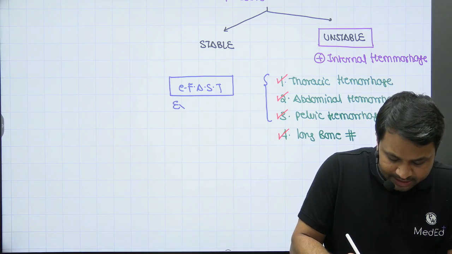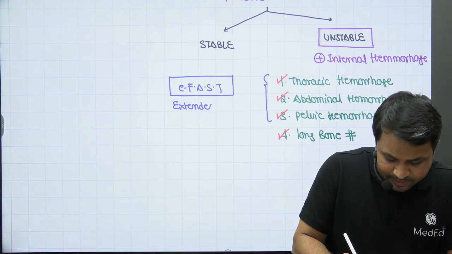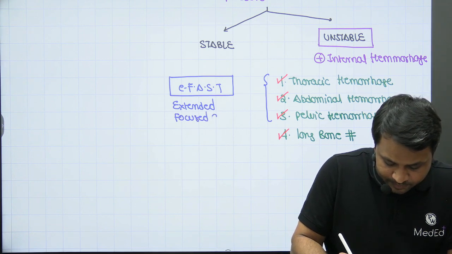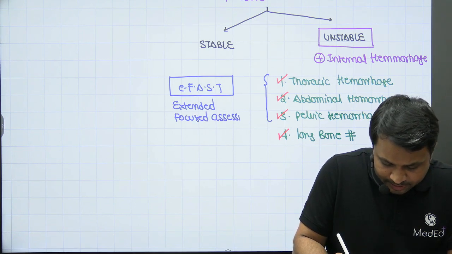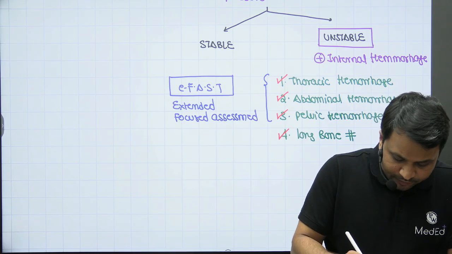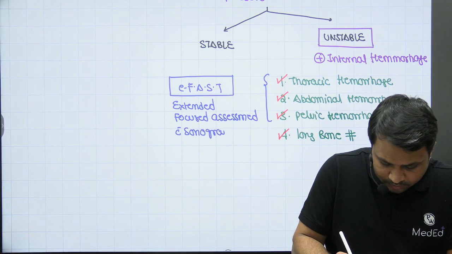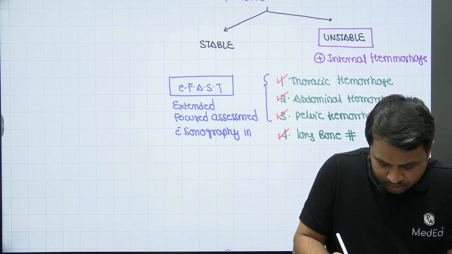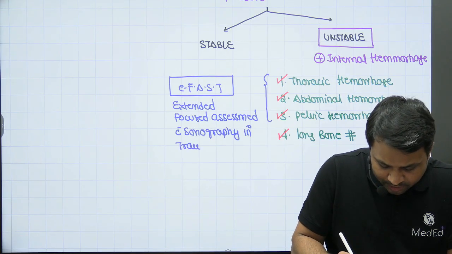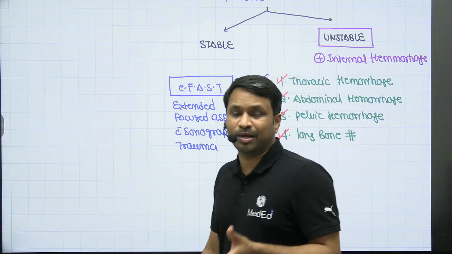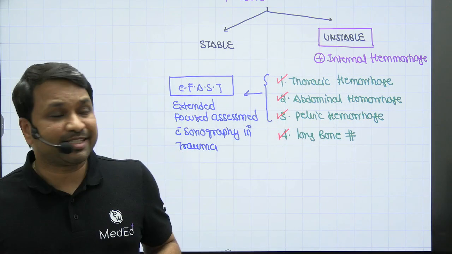So what is an extended FAST? An extended FAST basically means extended focused assessment. It is the focused assessment with sonography, that is an ultrasound, in trauma. So whenever you have a patient who is hemodynamically unstable, especially after an episode of blunt trauma abdomen, you can suspect that these are the sites.